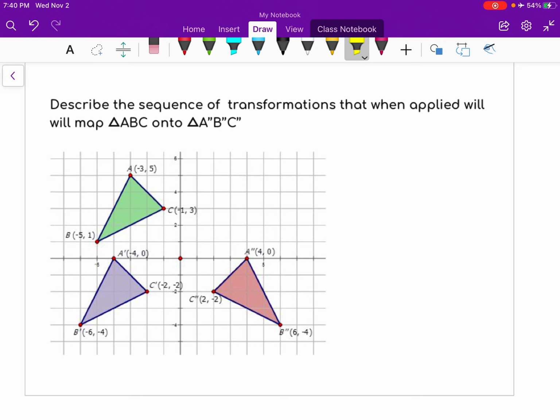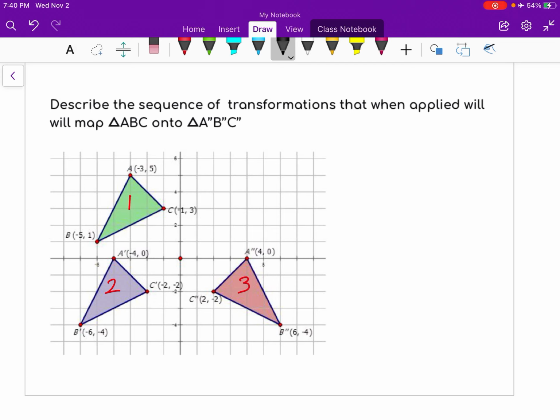Now, last question. We're going to describe the sequence of transformations that has been applied to ABC to create A double prime, B double prime, C double prime. As always, we're going to label the preimage and the images with a 1, a 2, and a 3 so we know where we're going. This makes it easy because they already have the coordinates listed for us. So now we just have to figure out what changed here.